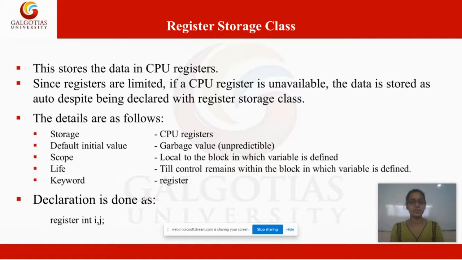But if it is not available, then you are going to store it in an automatic type only, which is normal memory. The details are: the storage is in CPU registers. Initial value is here also a garbage value, so we cannot predict it. Scope is local to the block in which the variable is defined. Life is the same, till control remains within the block in which the variable is defined. And the keyword used here is register. So you declare them as register int i, j. So here register is a keyword and int is also a keyword.